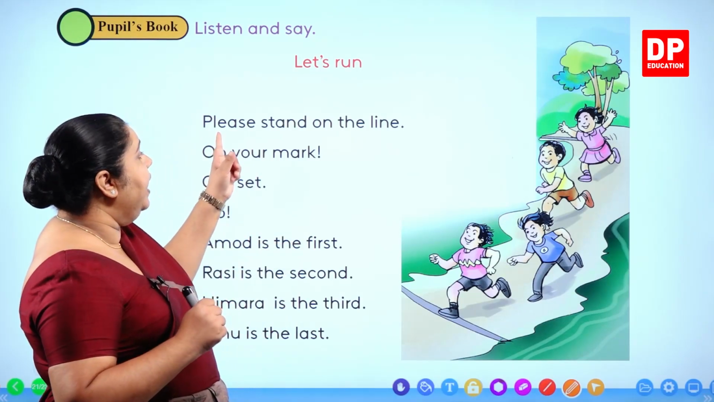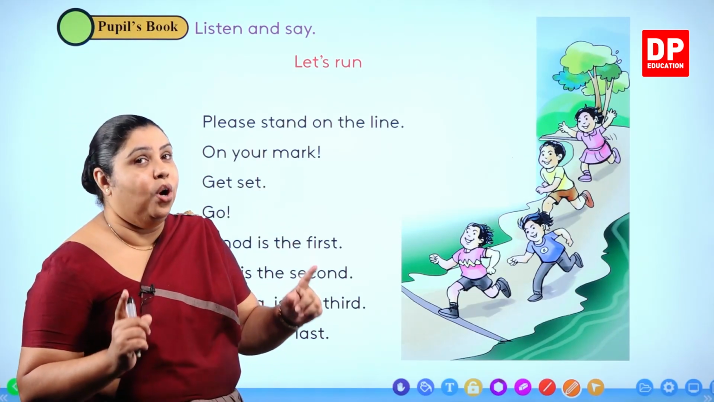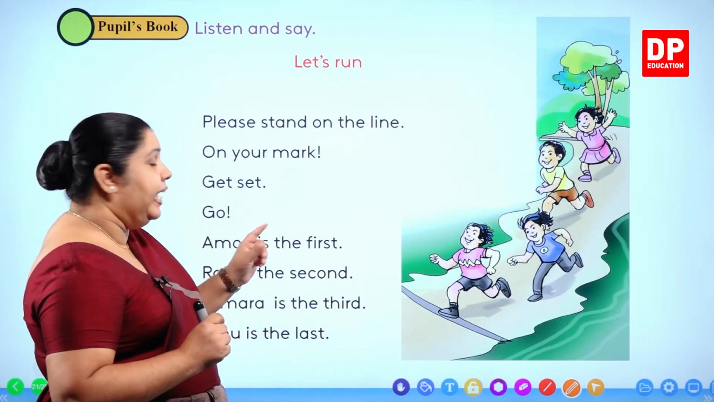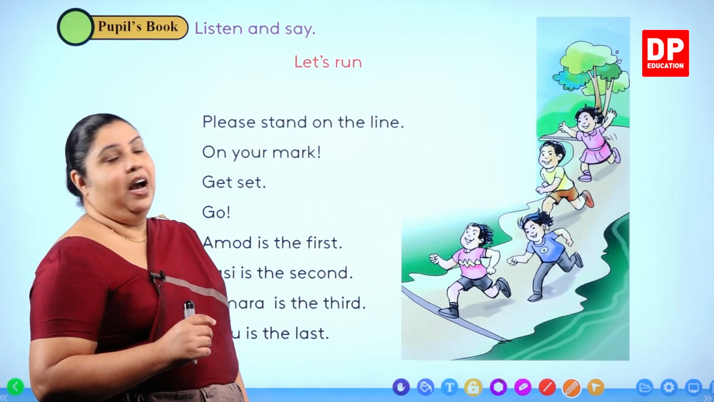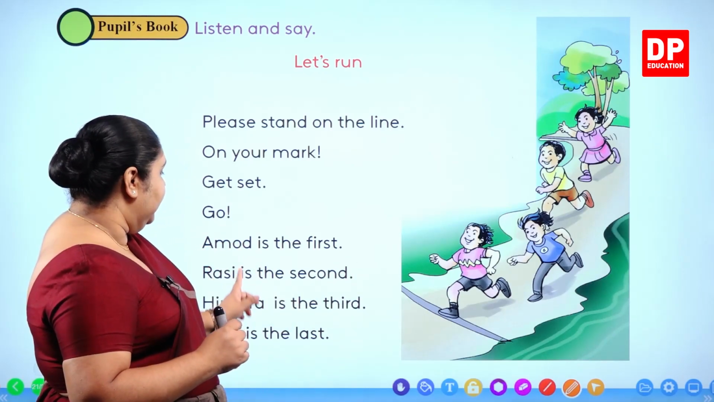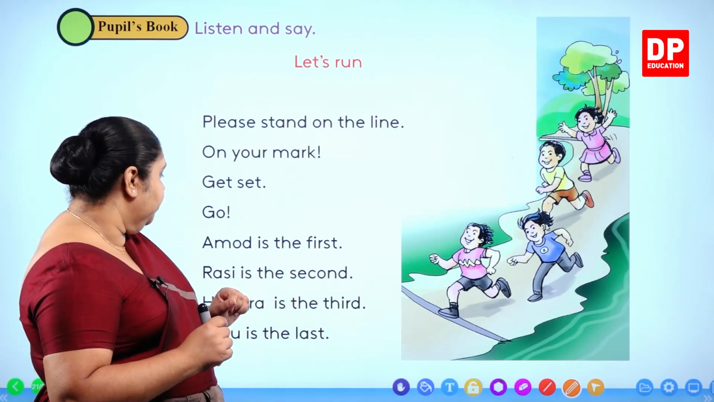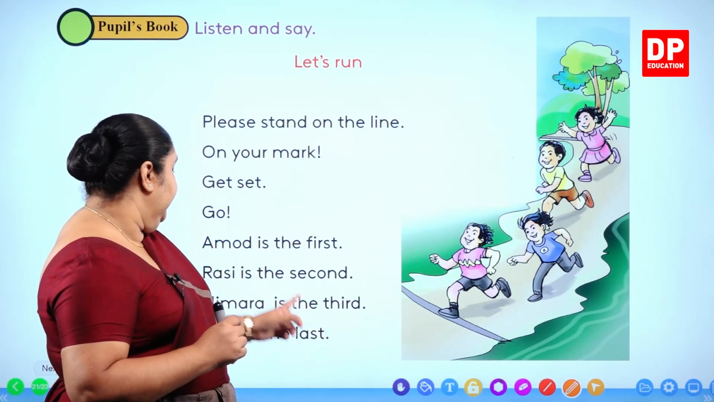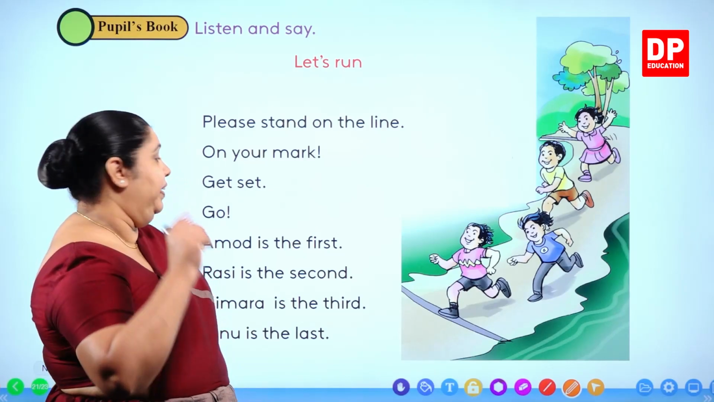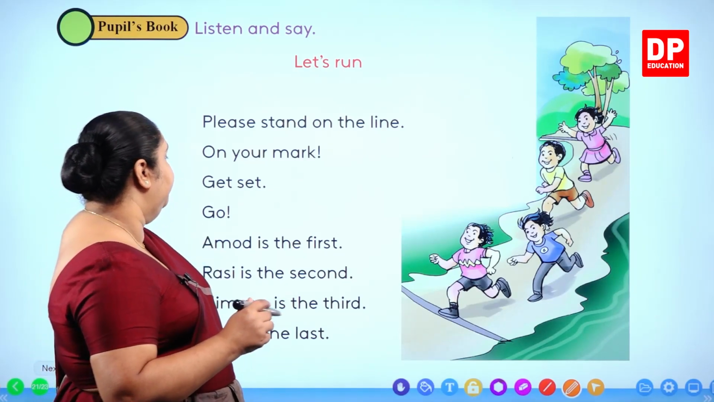So stand on the line, on your mark, get set, go. Amod is the first. Amod is the first. Rasi is the second. Himara is the third. Dinu is the last. So we will mark them first, second, third and fourth.